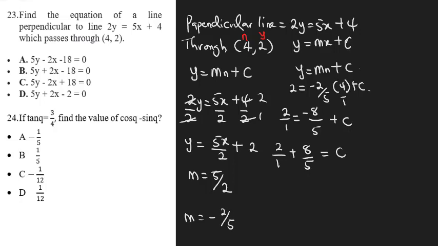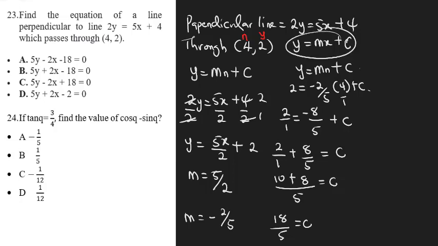So take the LCM. The LCM here is 5. This 5 divided by 1 is 5, and 5 times 2 is 10. So we have 10 plus 5 divided by 5 is 1, and 1 times the 8 is 8. So we have 8, which will equal c. So if you add the 10 plus 8, this one will be 18 over 5 equals c. We've gotten our c.